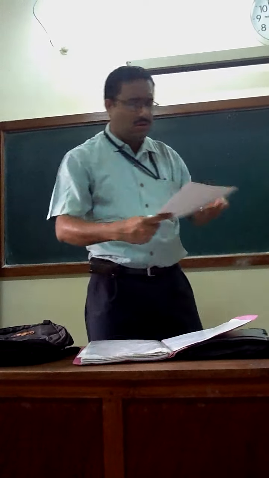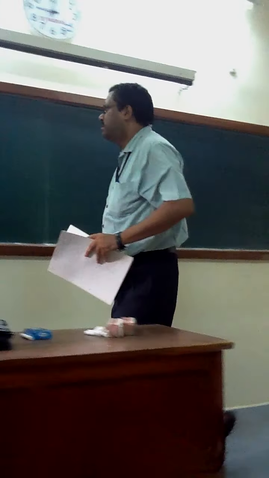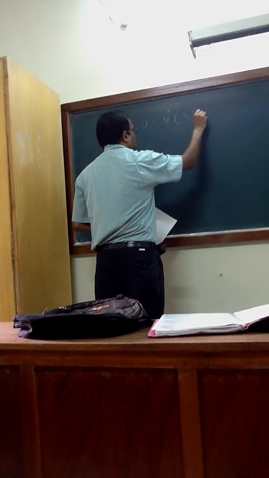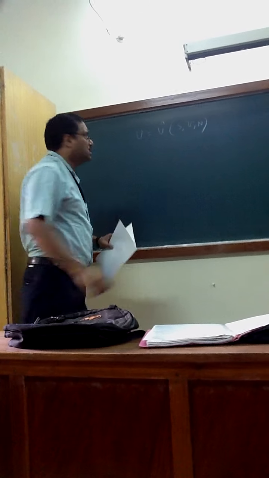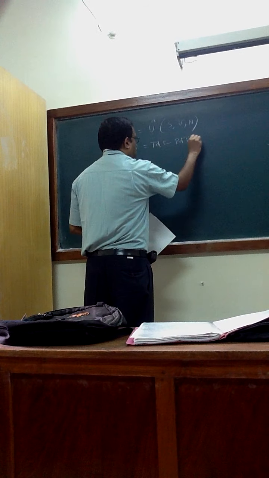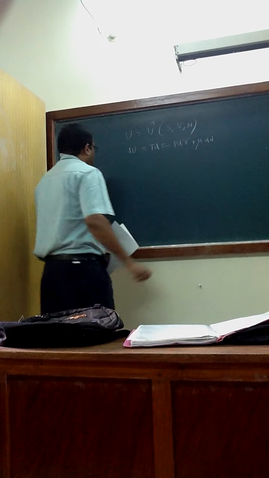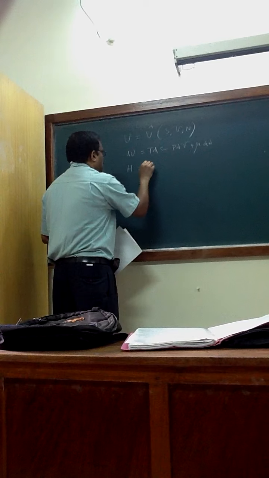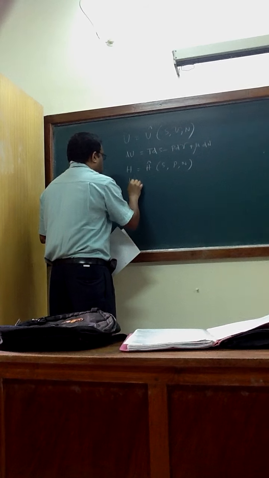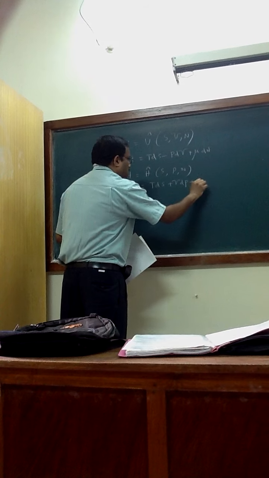Legendary transformation almost about to finish, and what we have learned: U equals U hat of S, V, N, this is the combined first and second law of thermodynamics, and here we have seen dU equals TdS minus PdV plus mu dN. Then we have H equals H hat of S, P, N, and we have dH equals TdS plus VdP plus mu dN.